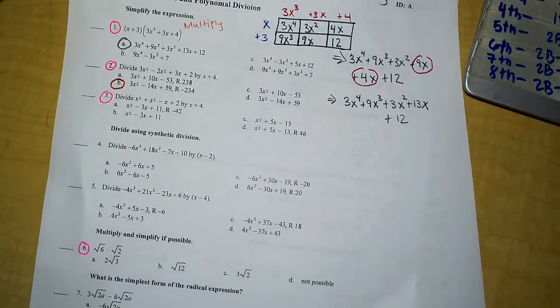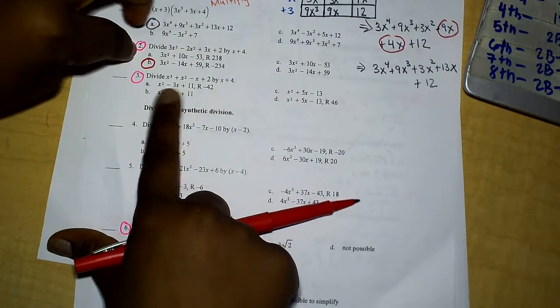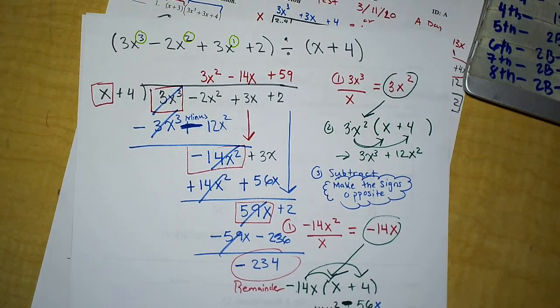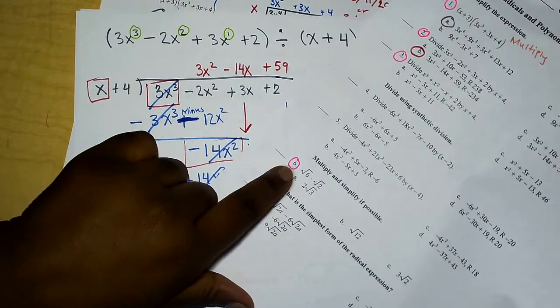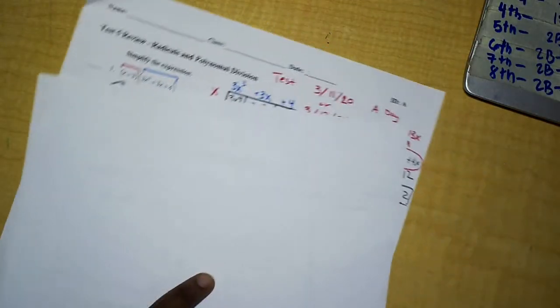All right, so number 3 is just like number 2, but the numbers are different. So you can go and do the same steps that you did in that one. I'm going to do number 6 now. Number 6. So let's do number 6 together.